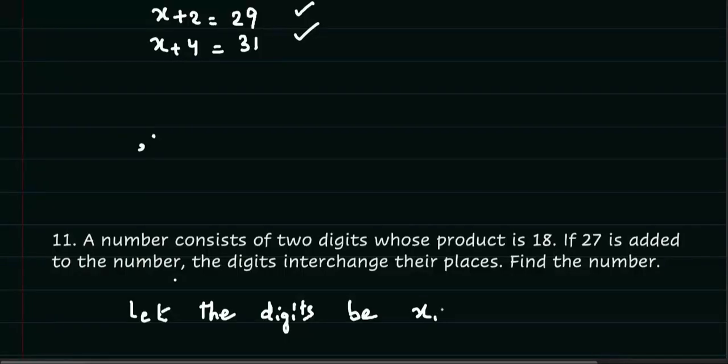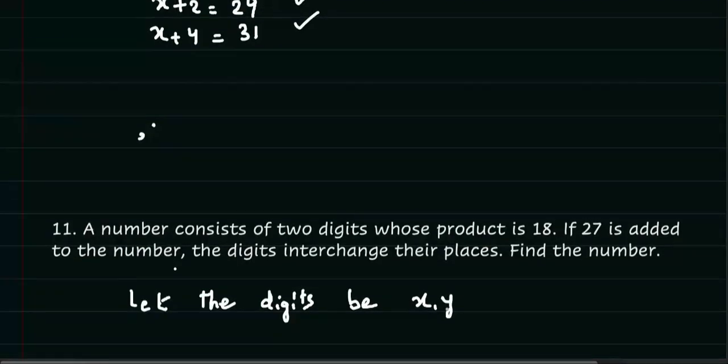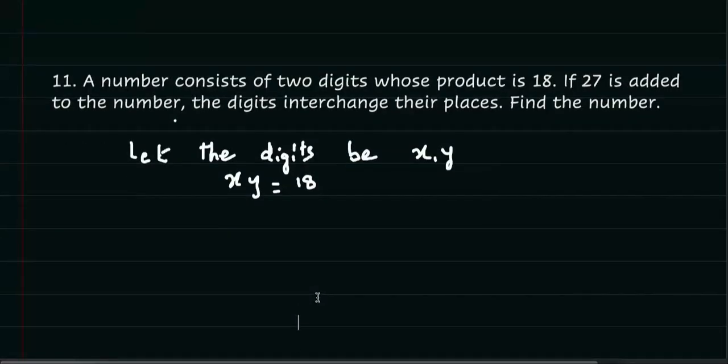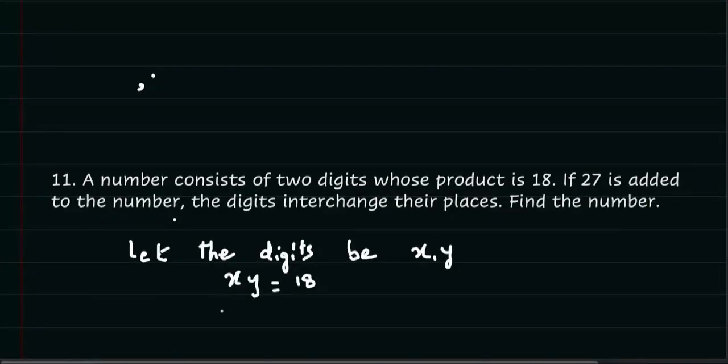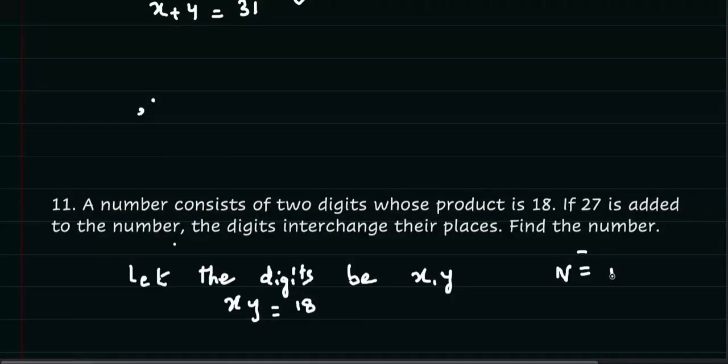X and y. So what is given here? It is given that the product, which means xy, equals 18, and if 27 is added to the number, which means for example, if the digits are x and y, the number becomes how much? The number will be 10x plus y.